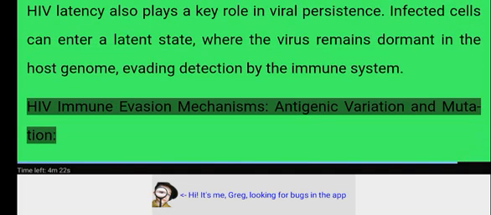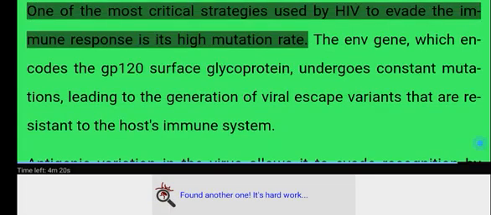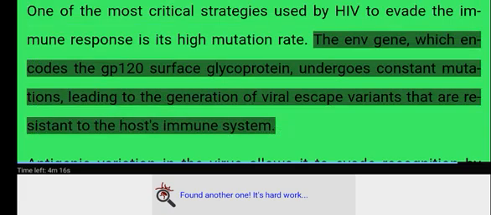HIV immune evasion mechanisms: antigenic variation and mutation. One of the most critical strategies used by HIV to evade the immune response is its high mutation rate. The env gene, which encodes the gp120 surface glycoprotein, undergoes constant mutations, leading to the generation of viral escape variants that are resistant to the host's immune system.